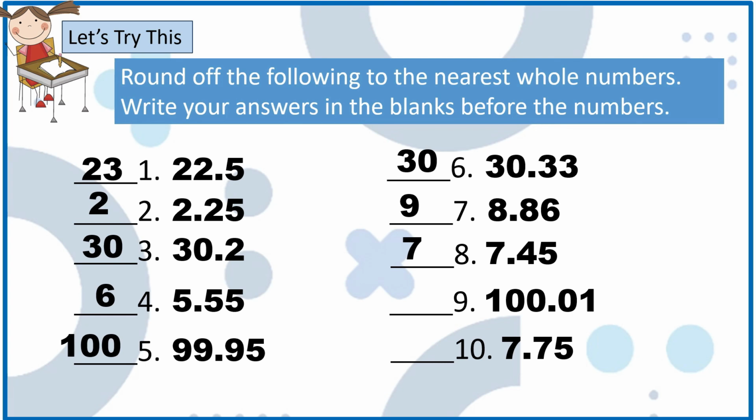Okay, for number 9, 100.01. Of course, 0 is less than 5. So we remove all the numbers after decimal point and retain 100. Okay, the last one, number 10, 7.75. Since 7 is higher than 5, we round up 7 to the next higher whole number, that is 8. Okay, do you get all the numbers right? Great!